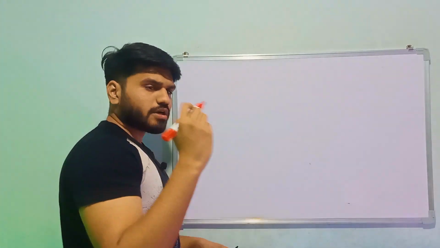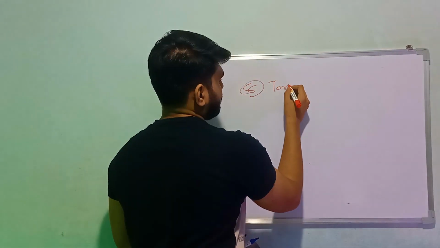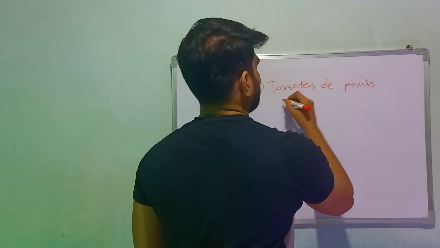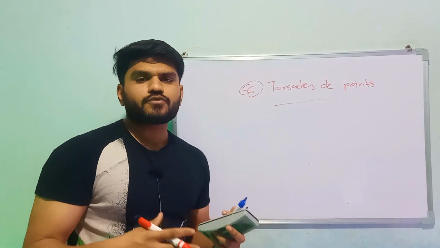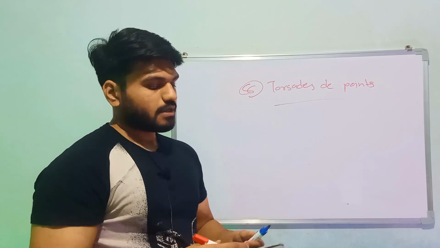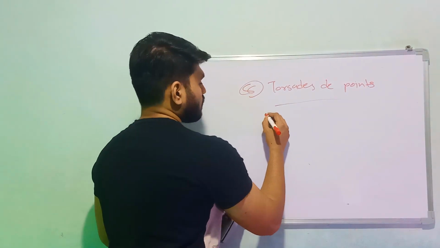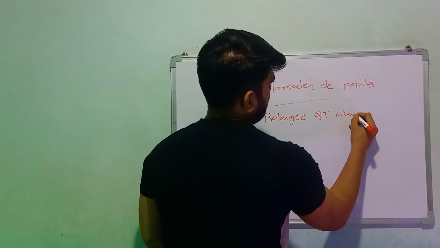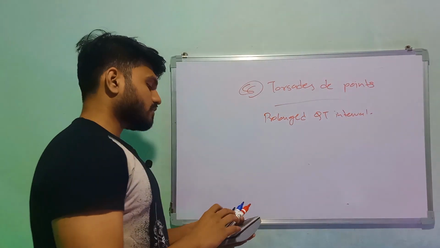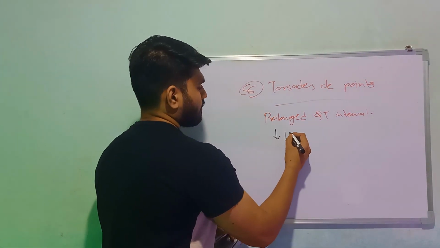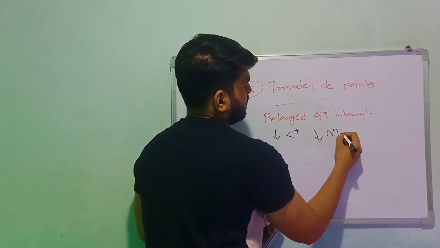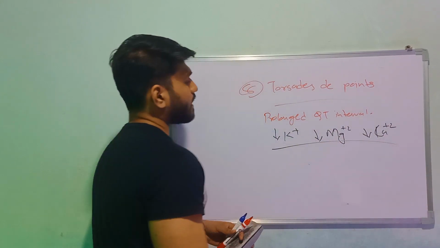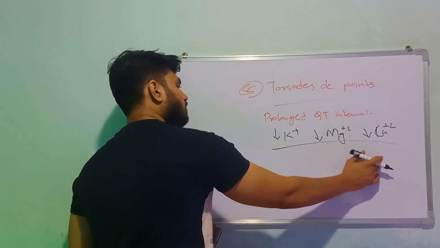Okay. So last but not least, which is our torsades de pointes. This is the most feared outcome of prolonged QT interval. Okay. So this also is caused by hypokalemia, hypomagnesemia and hypocalcemia.